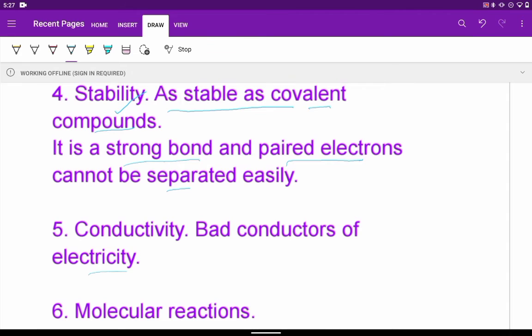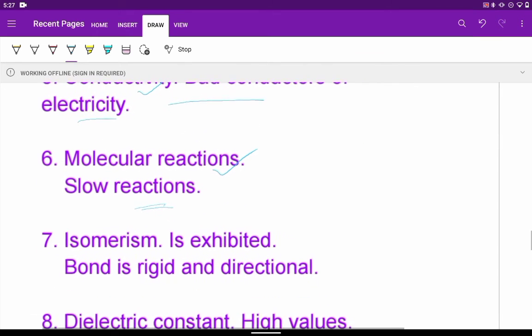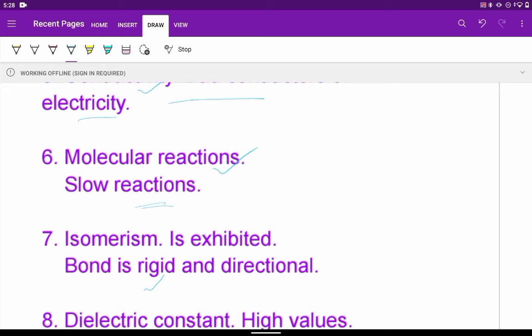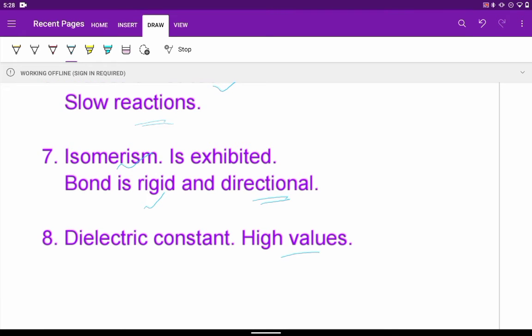They are bad conductors of electricity. This is in resemblance with those of the covalent compounds. They also exhibit molecular reactions, but these reactions are slow. They exhibit rigid bond. The bond formation is rigid and also directional. Therefore, they exhibit the property of isomerism. Coordinate compounds show isomerism. They have very high values of dielectric constant.